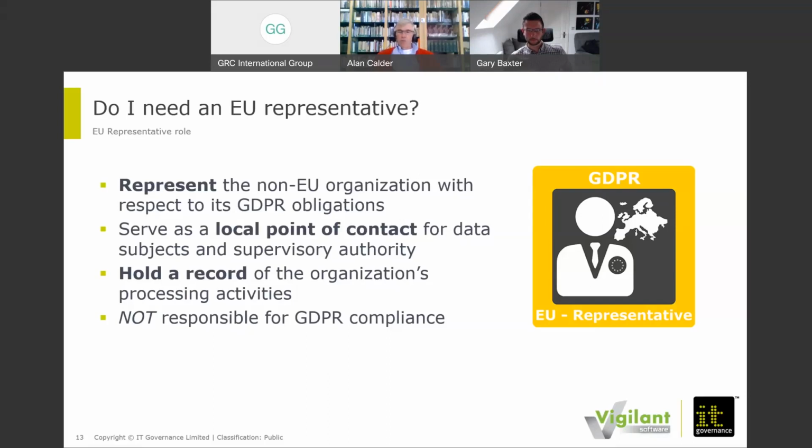It is not responsible for GDPR compliance. And you can appoint an organization in the UK, for instance, who has an EU partner, as long as your appointed representative is based in the European Union and is able to act as your representative.